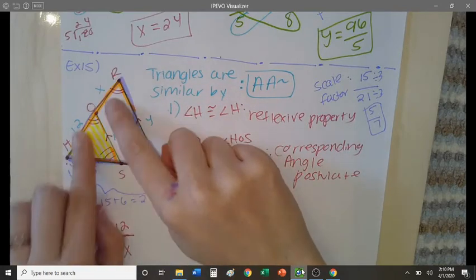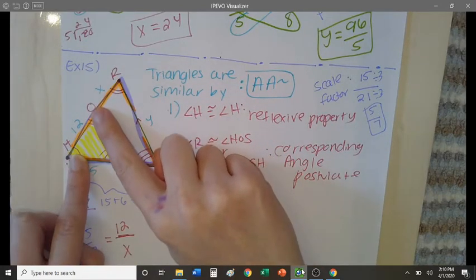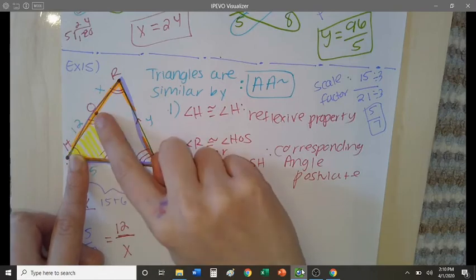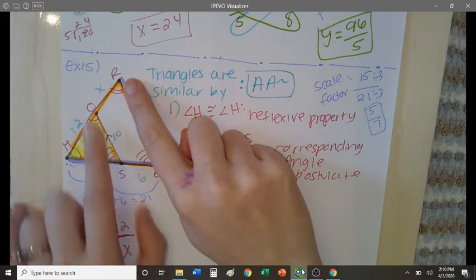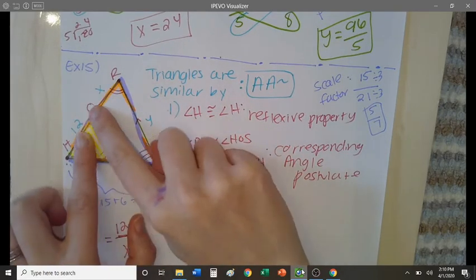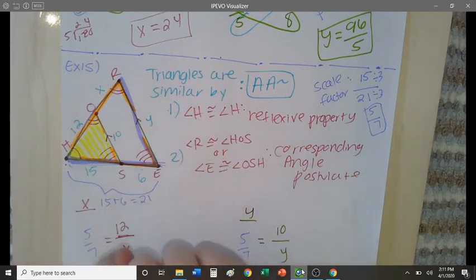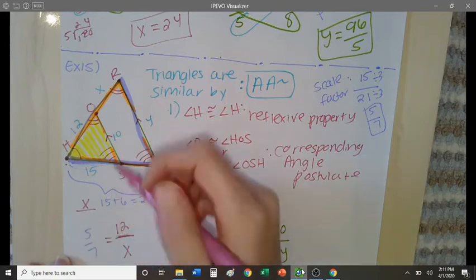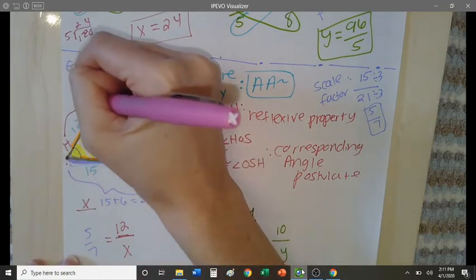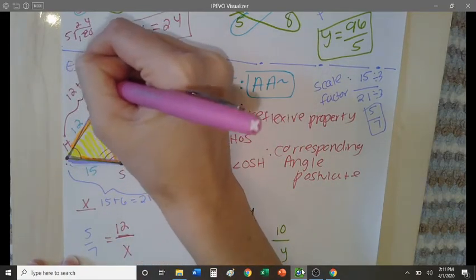Guys, so how do I get the whole side? If this piece is 12, if HO is 12 and OR is X, what do I do with both of these to get the entire side length, HR? You do add them together. So down here, I should have done 12 to get this whole side. I should have done 12 plus X.